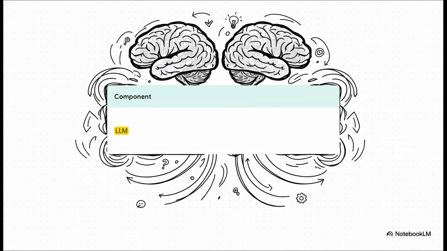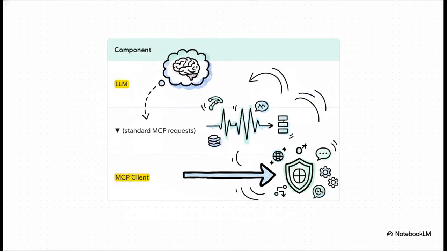All right, so at the very top of our stack, we have the large language model. This is our brain. It figures out what needs to be done. But, and this is the key architectural decision, the LLM itself doesn't talk directly to any of the external tools. Instead, it packages up its intent into a standardized request. It might look like a simple JSON object that says, hey, I need to call this tool with these arguments, and it sends that request to something called an MCP client.